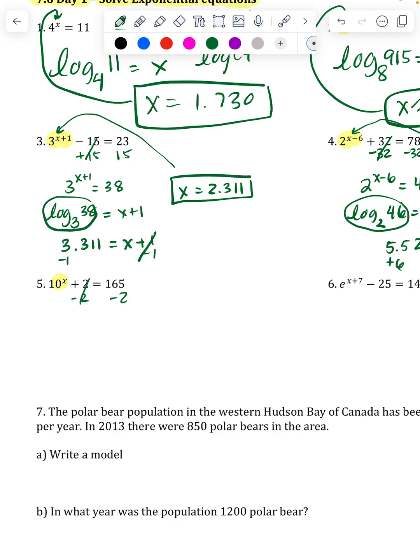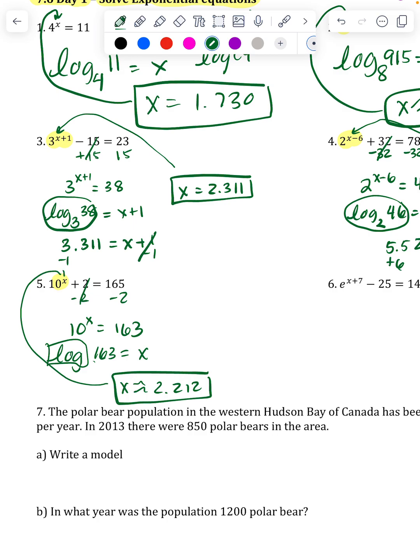Here I'm taking away the 2. So I have 10 to what power equals 163. So of course I have no idea. Now keep in mind, this would be log base 10 of 163 equals x, but that's the same as just log because that's the common log. So you would literally go to your calculator and type on that log button, log, 163, and it's going to give you an approximate value of 2.212-ish.